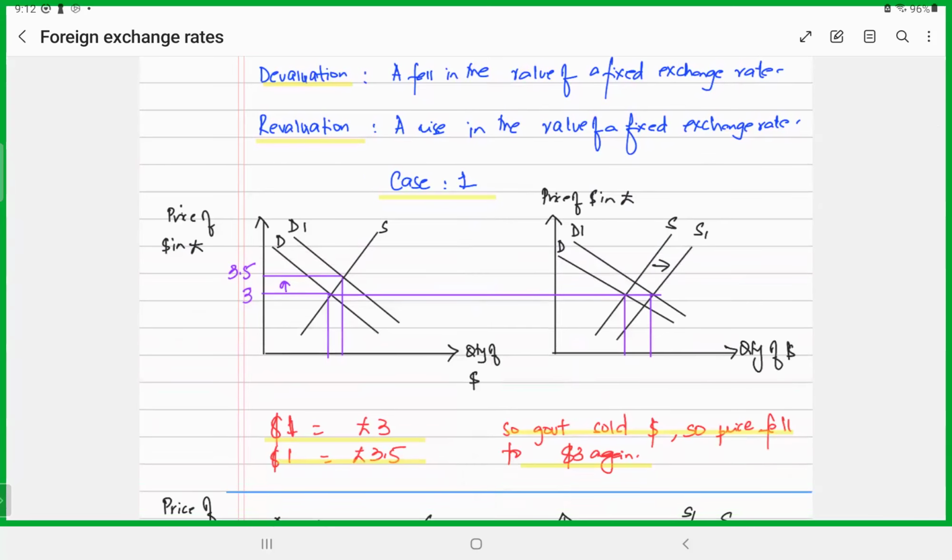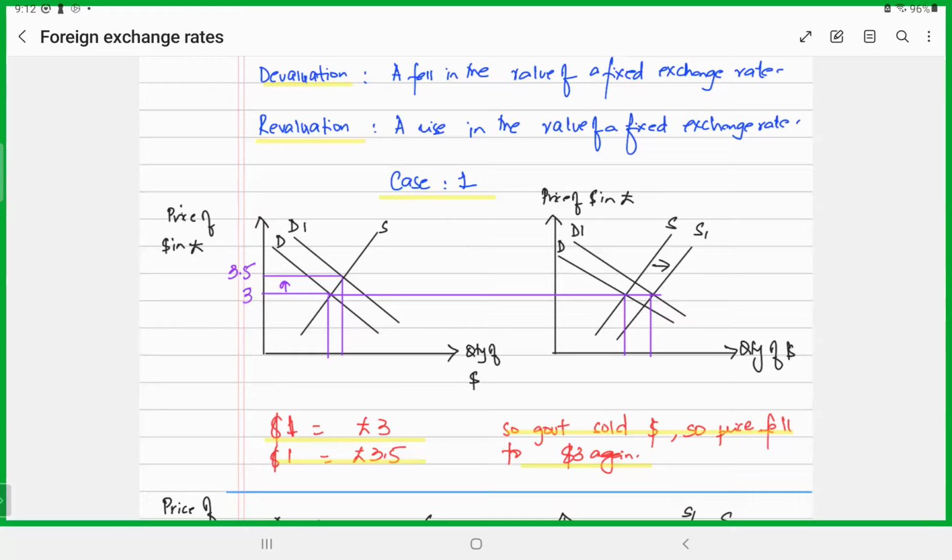Let's look at the first diagram. The vertical axis displays the price of dollars in pounds. That means how much is $1 in terms of pounds. So what was the fixed exchange rate? $1 was equal to 3 pounds. Now what happens? The demand increases such that now $1 is equivalent to 3.5 pounds, right?